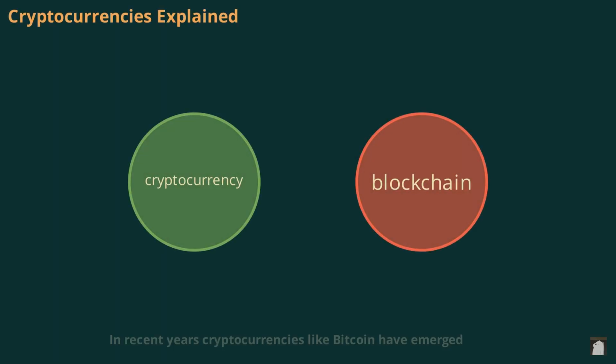In recent years, cryptocurrencies like Bitcoin have emerged. These are digital currencies that use advanced technology called blockchain to keep transactions secure and transparent. Cryptocurrencies are not controlled by any government, making them unique in the history of money.